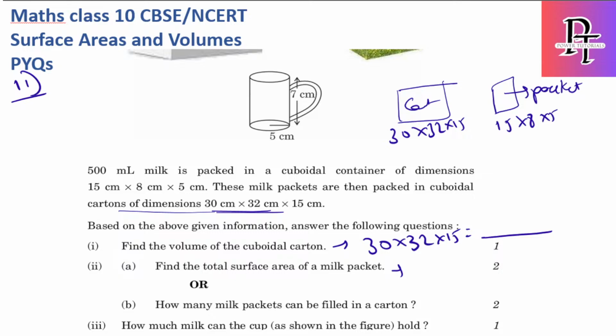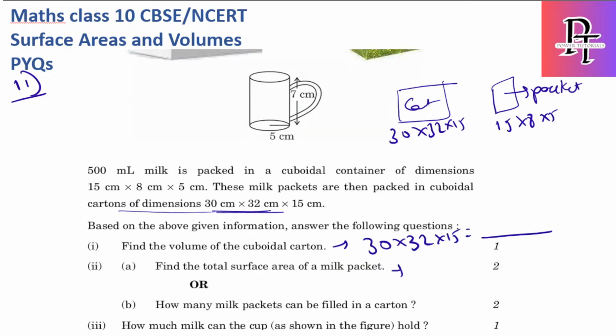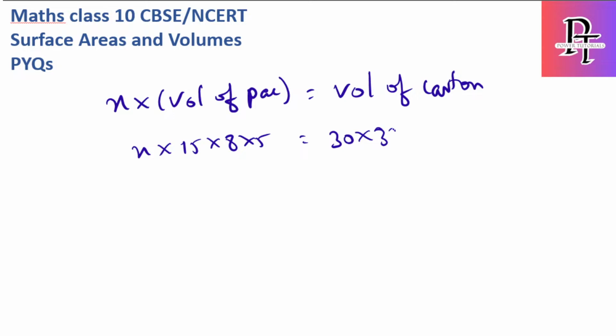32 into 15. Okay, so it will be 15 2s are 30, 8 4s are 32, 5 3s are 15, 2 4s are 8, 8 3s are 24. So the number of packets in a carton is 25.